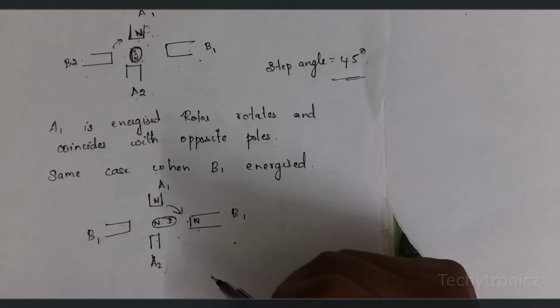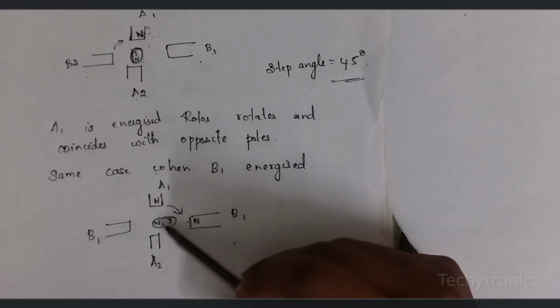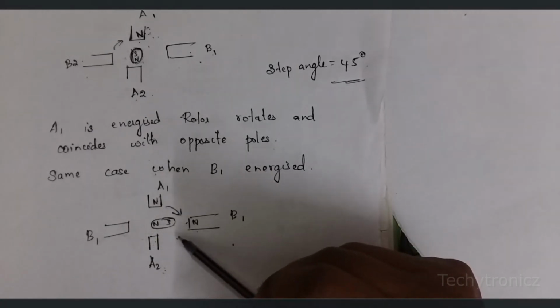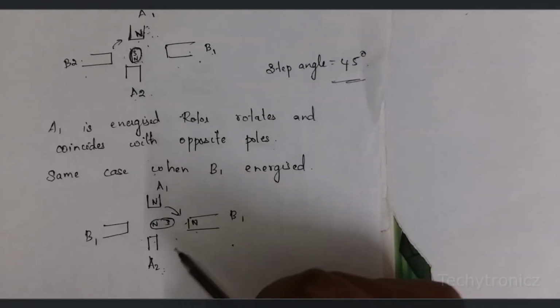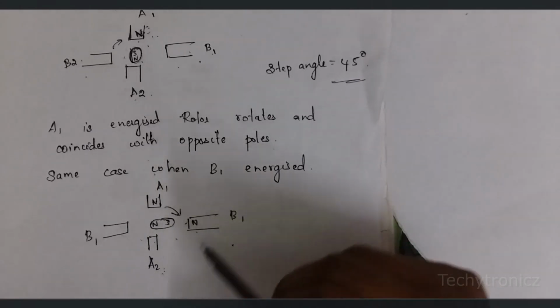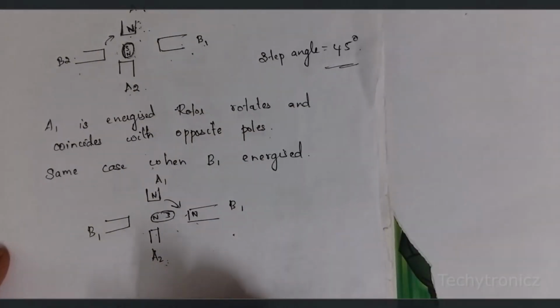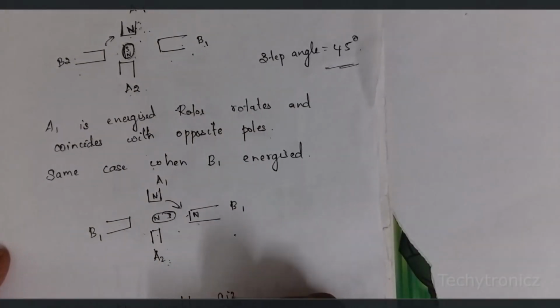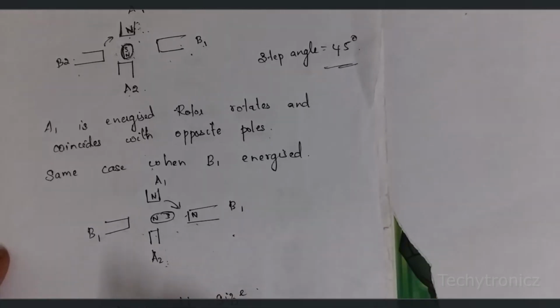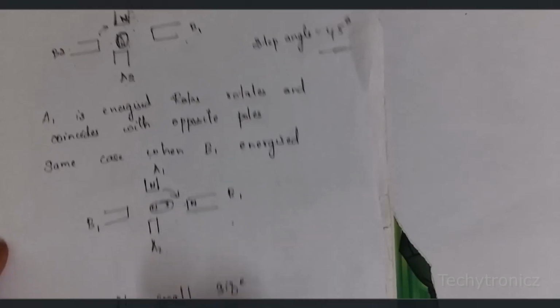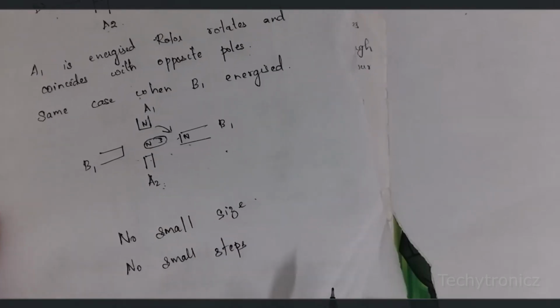Okay, in the permanent magnet stepper motor, the rotor is fixed with a permanent magnet. Can you understand? So here in the permanent magnet stepper motor, it cannot be constructed in a small size. There will not be any small size motor, and also small steps are not possible. Small step angles are not possible in this type of stepper motor.